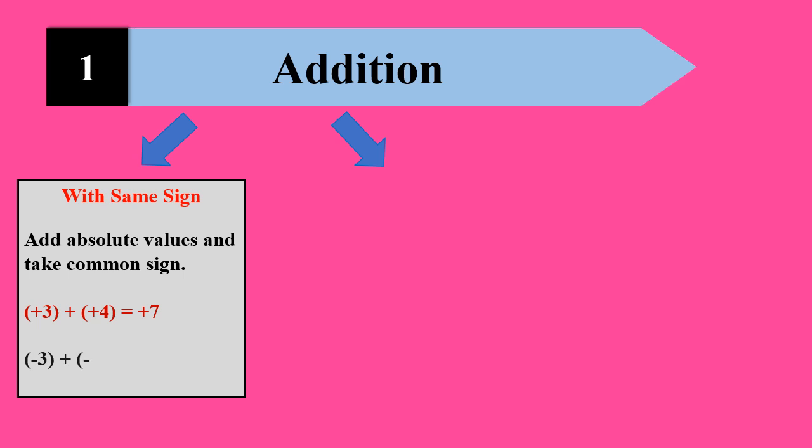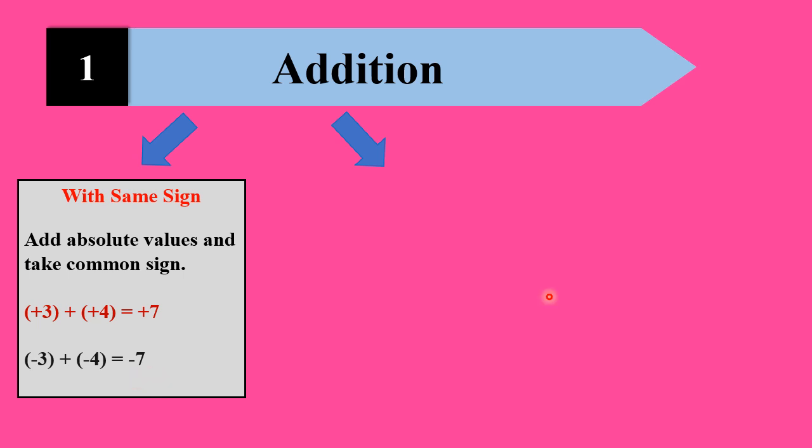In this example, we are supposed to add two negative integers, that is minus 3 and minus 4. So we need to add the absolute values, that means 3 plus 4, and we need to take the common sign. The common sign in this case is negative. So our result would be minus 7 or negative 7.